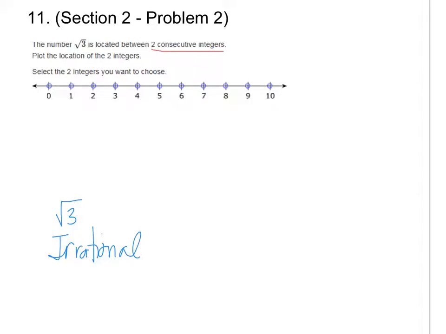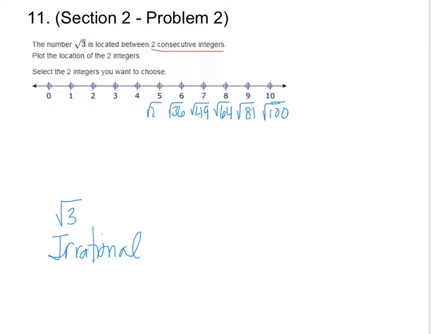So for example, 10 is the same thing as the square root of 100. We normally don't say the square root of 100. We would simplify it to just 10. 9 is the same thing as square root of 81. 8 is the same thing as square root of 64. 7 is the same thing as square root of 49. 6 is the same thing as square root of 36.